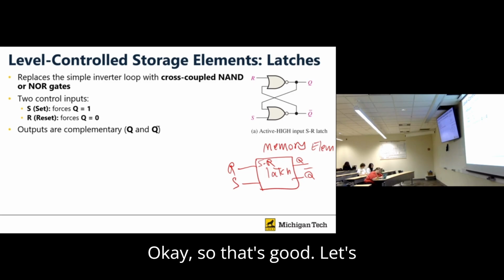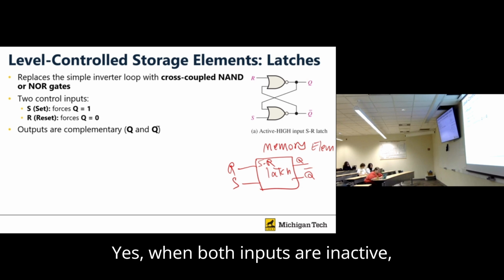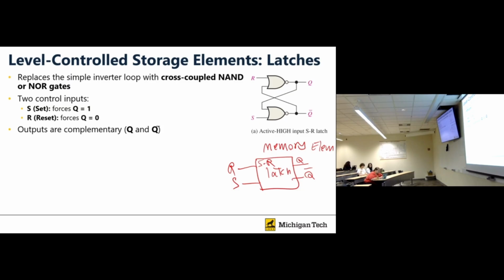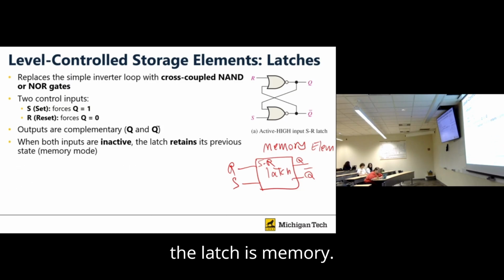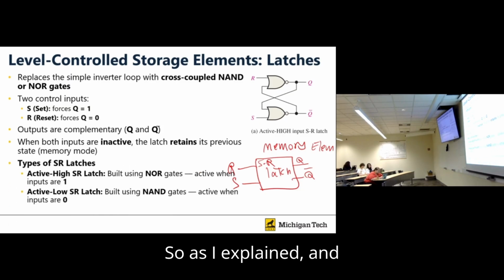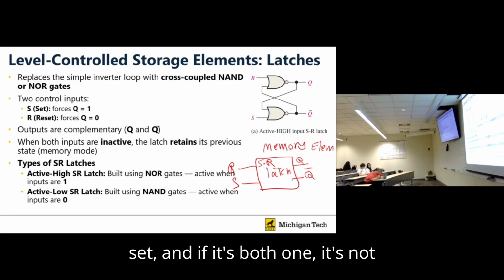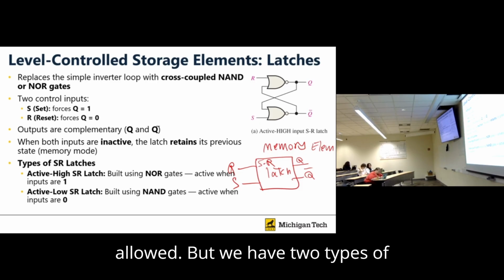Okay, so that's good. Let's see what else we can say. Yes, when both inputs are inactive, the latch is memory. So as I explained, if R is 1, it is reset, if S is 1, set, and if both are 1, it's not allowed. But we have 2 types of latch.